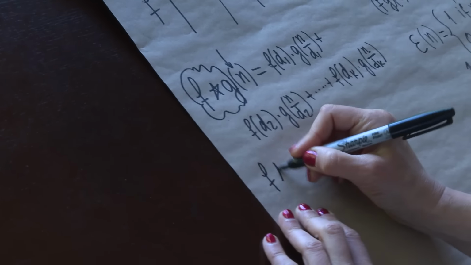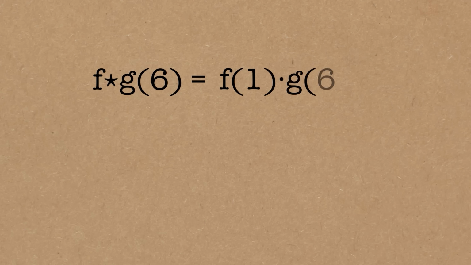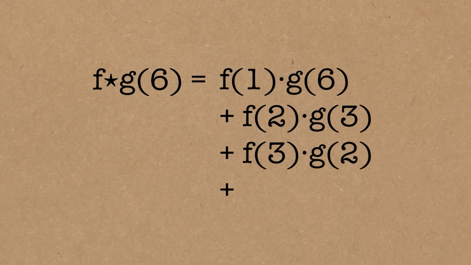Okay, let us take an example here. What happens if I do f star g of 6? Well, what are the divisors of 6? I'm going to feed 1 into f, but then I have to feed its opposite 6 into g. So those two multiply to 6. Then we do f of 2, g of 3, because those multiply to 6, and f of 3, g of 2, and finally f of 6, g of 1. Okay, we get the drift.